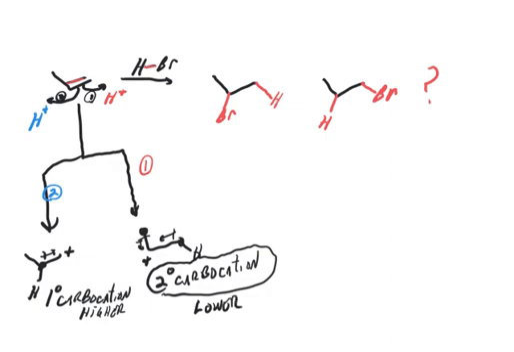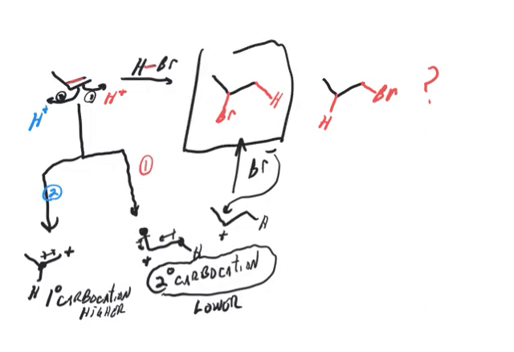So we're going to generate this carbocation, and I'll redraw it over here without all the nonsense attached to it. And then the Br minus is going to attack, and we're going to generate this product, and this product will not be formed in that reaction. Okay, so remember Markovnikov addition.